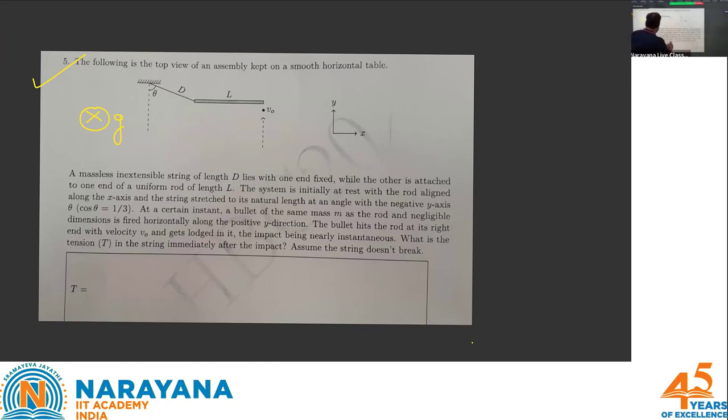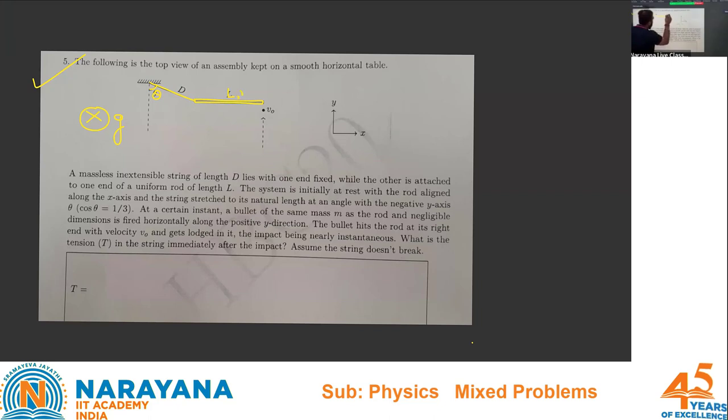The problem is like this: on a table there is a light string of length D which is connected with a rigid rod of length capital L. The angle of this string with a line on the table is given as theta. This uniform rod has a mass of m. And there is a ball having the same mass, moving with a velocity v0. It hits the rod at the end and sticks to it.